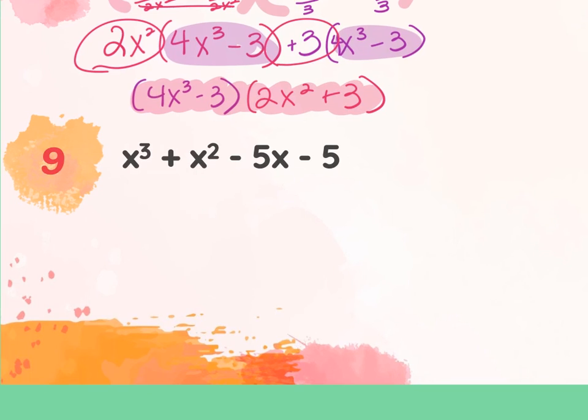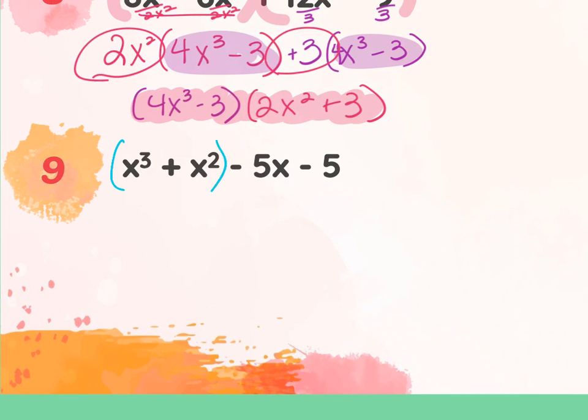All right, number 9, again, 4 terms, group them. Notice I'm keeping the negative with that 5. I don't want to put it out front because that changes the negative 5 too. For first set of parentheses, I can take out a what? X squared. Good. And then I get x plus 1. Second set of parentheses, I can take out a what? A negative 5. Good. If you take out a positive 5, the signs aren't going to change, which you need them to. So I'm going to take out a negative 5.